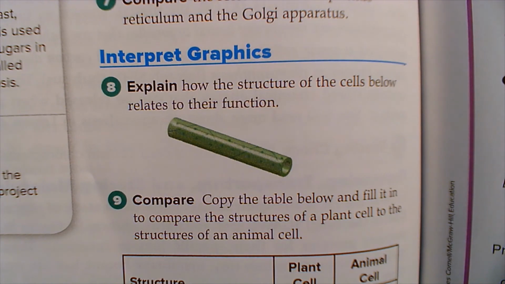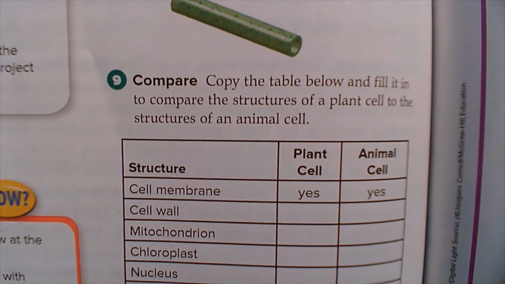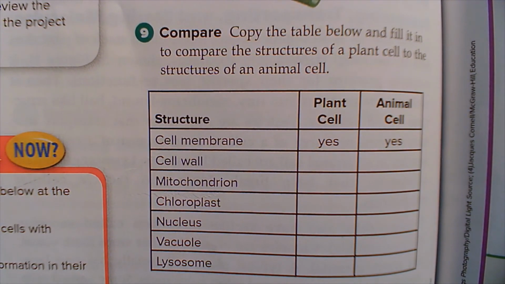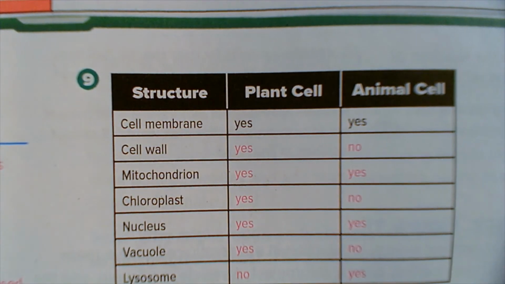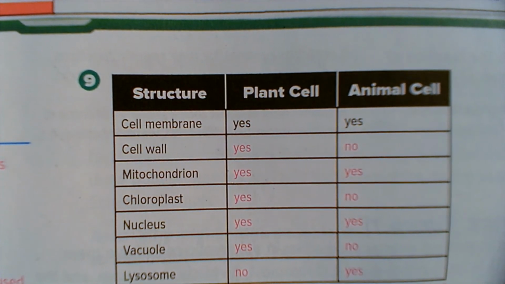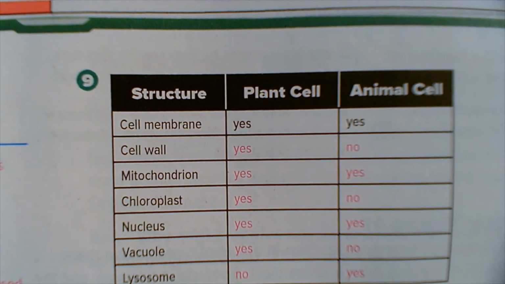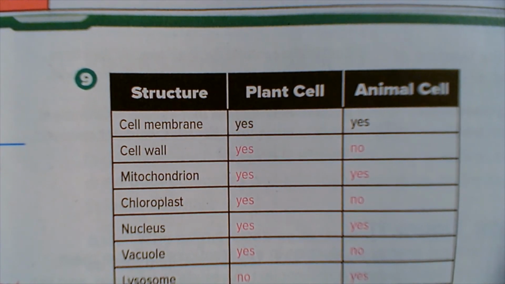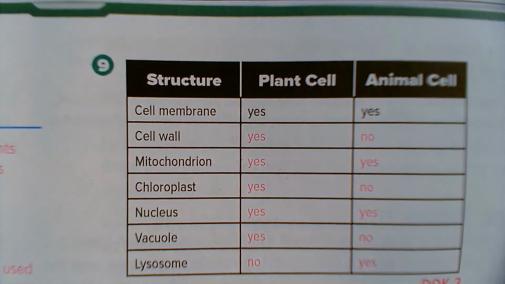And then number 9, copy the table below and fill it in to compare the structures of a plant cell to the structures of an animal cell. So think through that for just a moment, and then we'll show you the answer. Okay, so let's look at that. So a plant cell does have a cell wall, but an animal cell does not. They both have mitochondria. The plant cell has a chloroplast, but the animal cell does not.